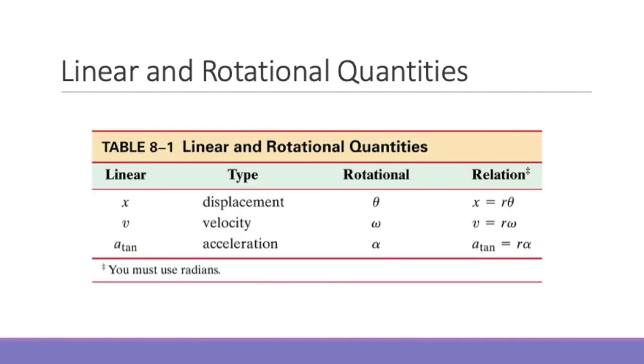You can see now that for each linear kinematics variable that we have encountered previously, there is an analogous rotational quantity, and this chart shows that. So, for example, for displacement, the linear quantity was x in 1D, the rotational quantity is theta. The angular velocity is omega and the linear velocity was v. And then we have acceleration, both linear acceleration and angular acceleration. And there are some relationships that relate those here.